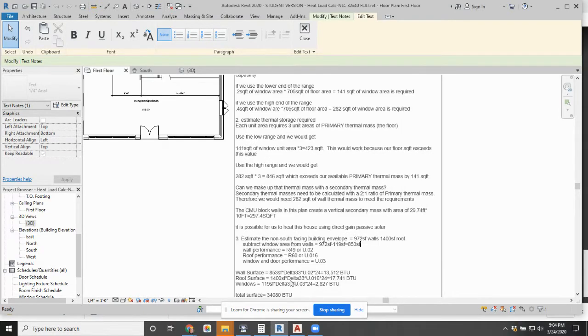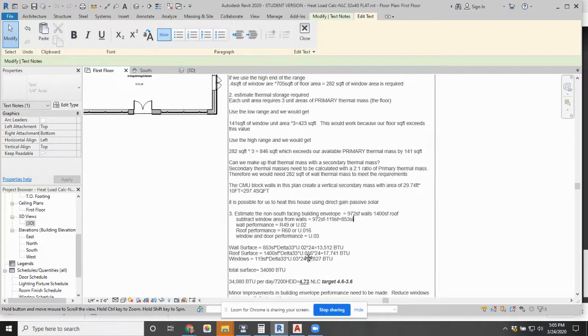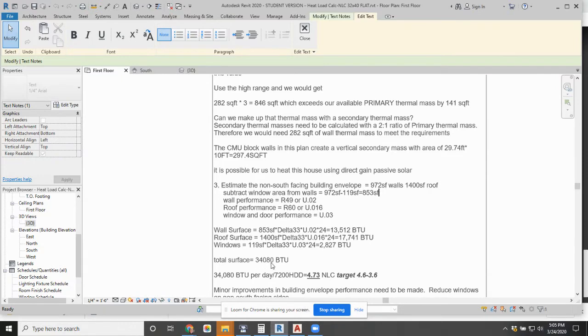So when we do our math, this is our area times the delta T, which is our change in temperature. I use 65 degrees for the inside compared to 32 degrees on the outside. So I had a 33-degree change in temperature. 0.02 U factor times 24 gives me the 13,512 BTUs lost per day of wall surface. I did the same thing for roof surface. It's the same formula. And then the same thing for windows and doors. That's the same formula. Add all those up and we get the total surface BTUs lost.